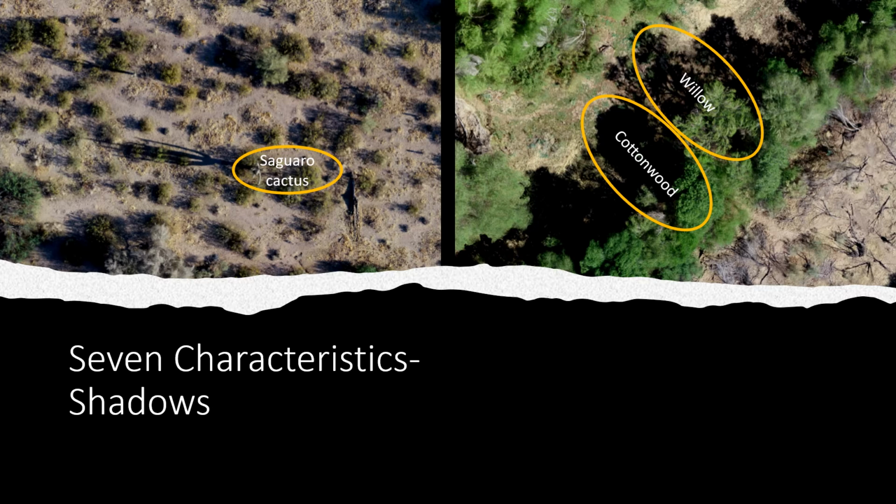On the right, we see how shadows can help an interpreter distinguish between tree species. In this instance, the tighter, more rounded canopy shadow belongs to a cottonwood tree, while the more open, sparse canopy is that of a Gooding's willow.